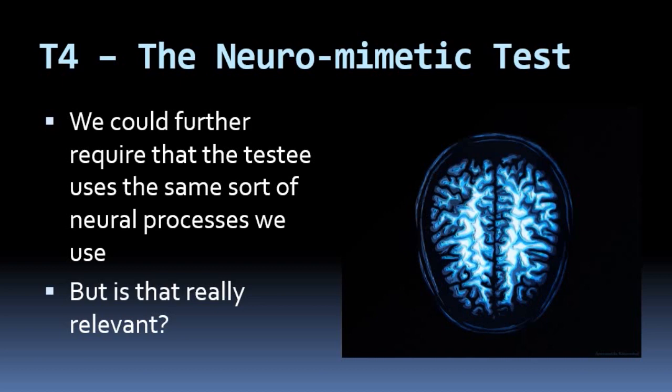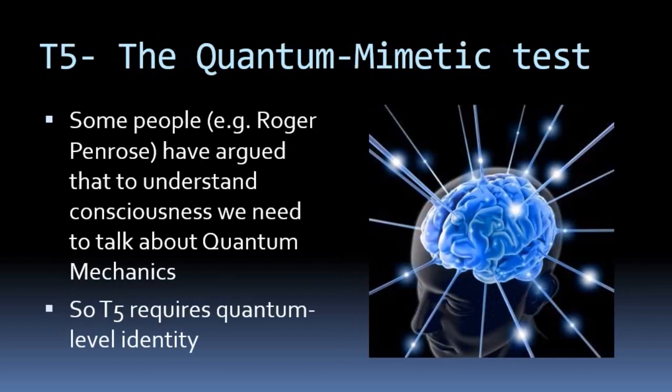This is as far as Harnad goes. We could go one further. We could make up a fifth one, the quantum mimetic test. Roger Penrose has suggested actually that if you want to understand consciousness, you have to understand the brain at a quantum level. So quantum level identity. That's a lot.